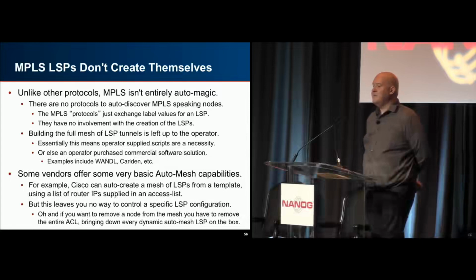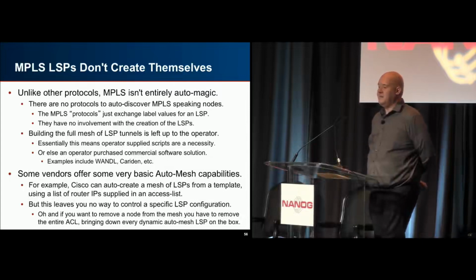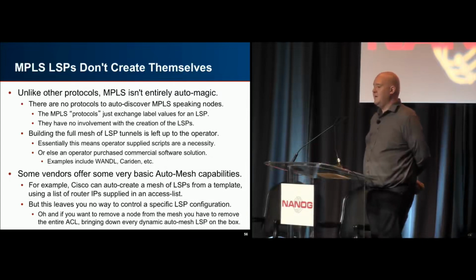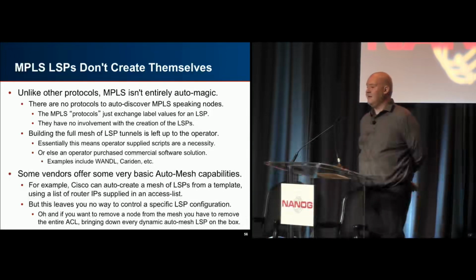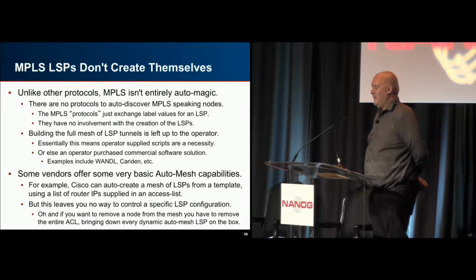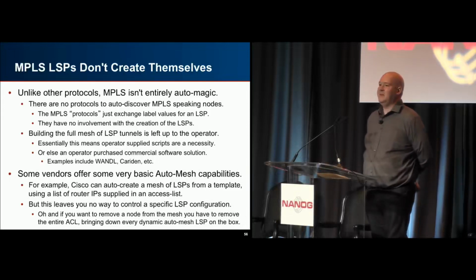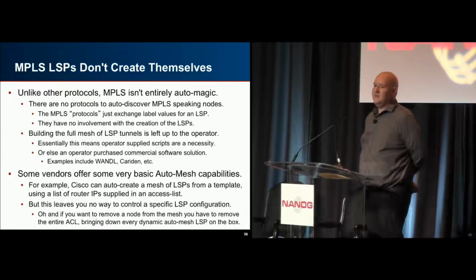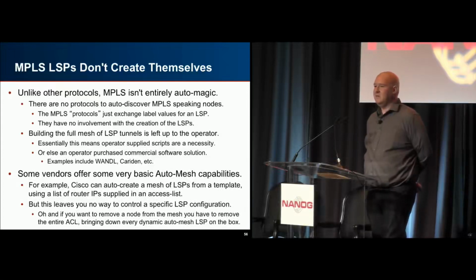Some vendors offer some very basic auto mesh capabilities. So, for example, Cisco has one. But it's really simplistic. It's been a long time since I wrote these slides, but I don't know if they ever did anything better. Basically, you fed it a list of destinations, and it built one LSP to them. So you lost all those capabilities to do multiple LSPs, to do different priority levels, all that stuff. So you really don't end up doing that.